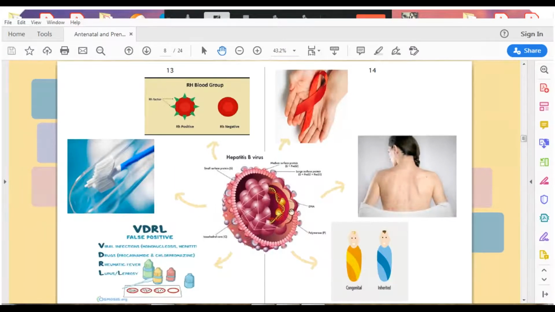We should also test for hepatitis B. We should also test for HIV if the mom lived in an area with a high prevalence of HIV, or if the mom has multiple sexual partners. And we should also test for rubella.